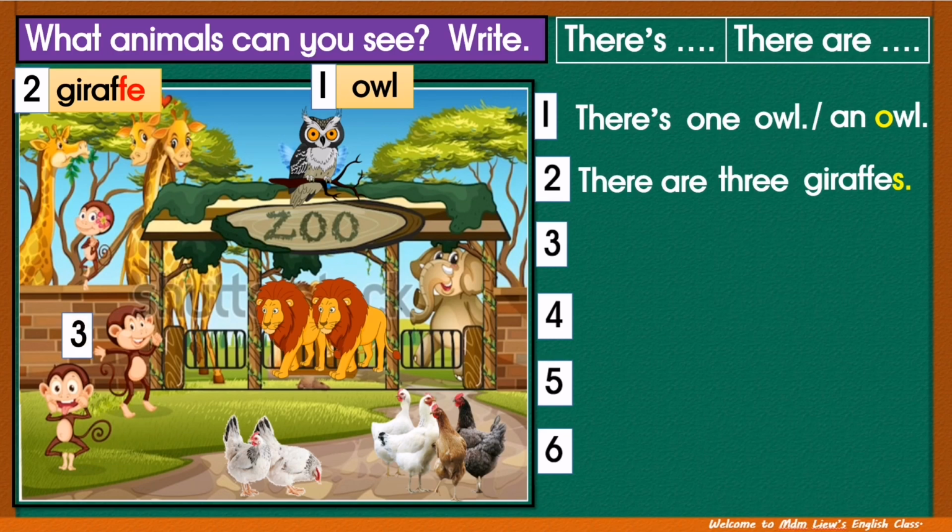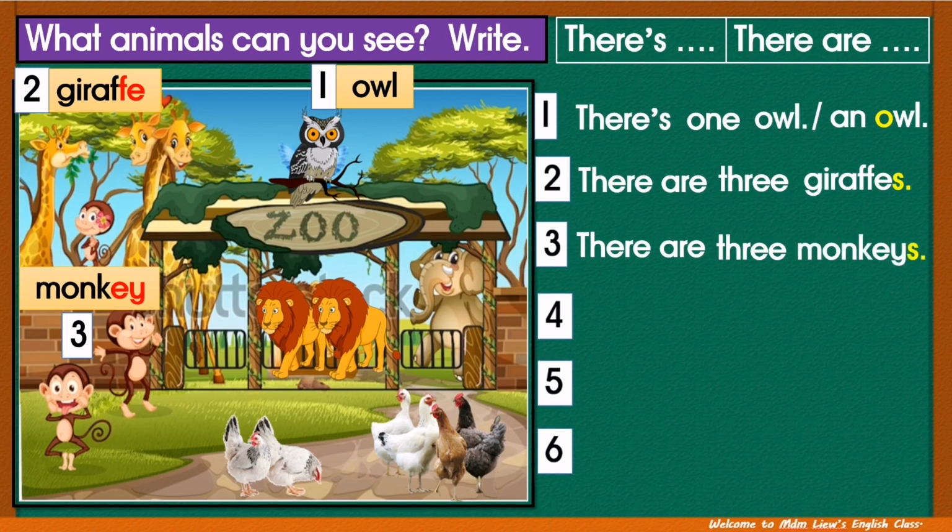Number 3. What is this? Good, monkey. How many monkeys can you see? Yes, 3, more than 1. So begin your sentence with good, there are, followed by the number yes, 3, and the plural of monkey is. Now, what do you need to do to make the noun monkey plural? Yes, add S, monkeys. There are 3 monkeys.